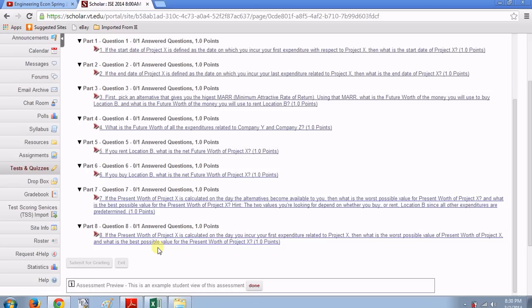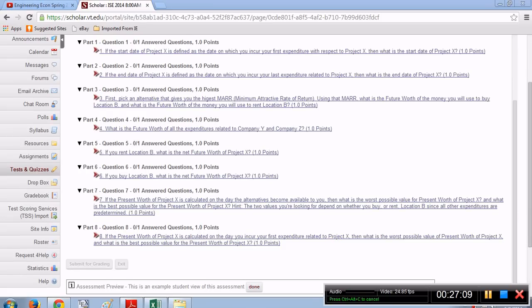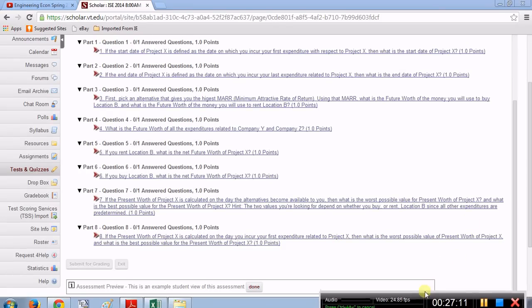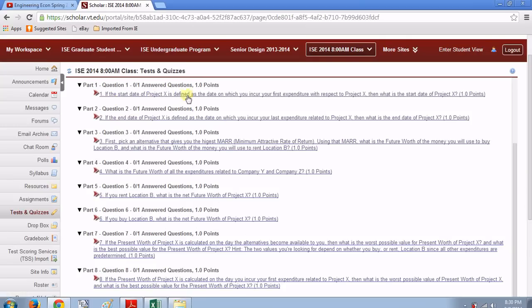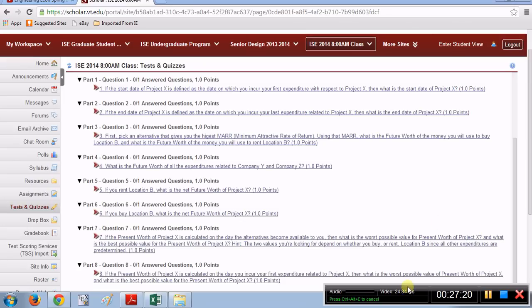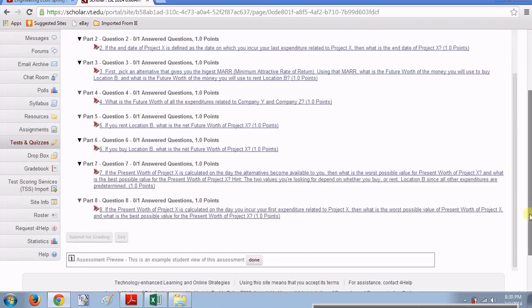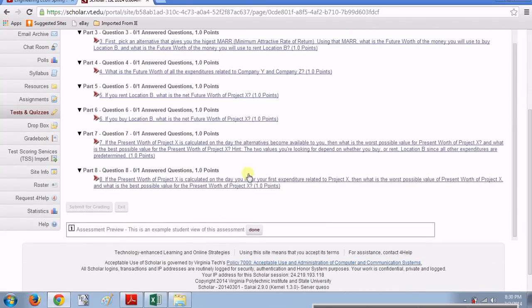Okay, what is question 8? If the present worth of project X is calculated on the day you incur your first expenditure related to project X. Now remember that the first question redefined the start date of project X, and this question is essentially making use of the first question. So what is the first day you incur an expenditure related to project X?